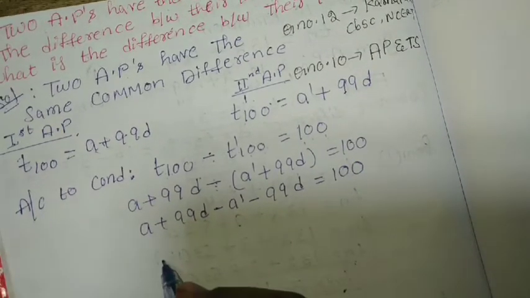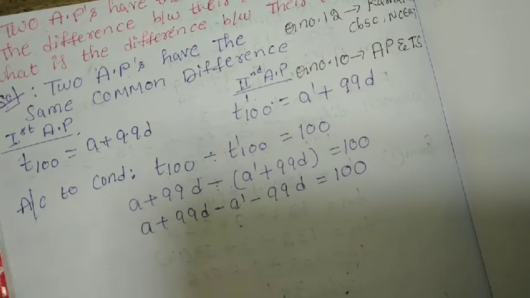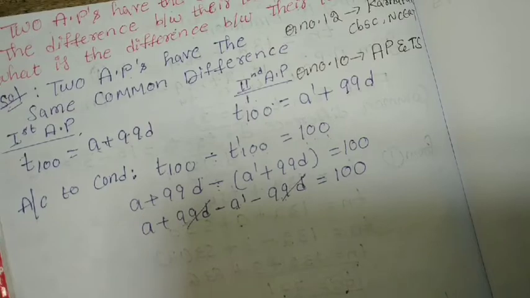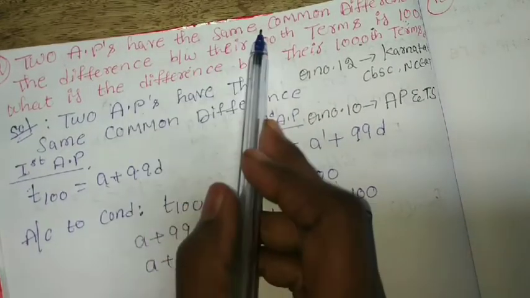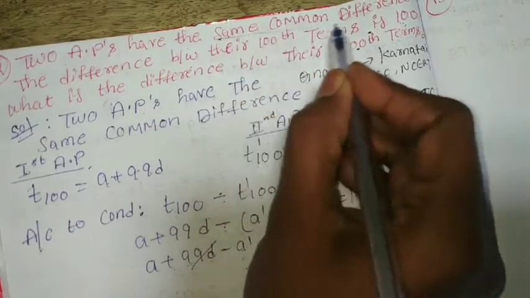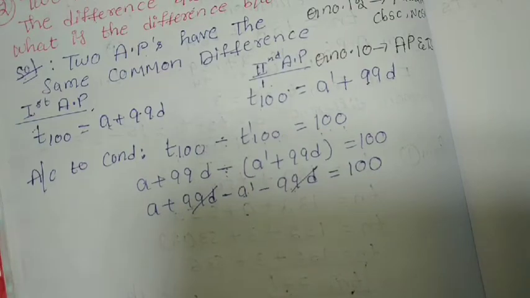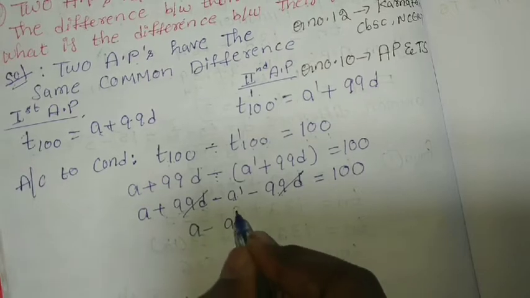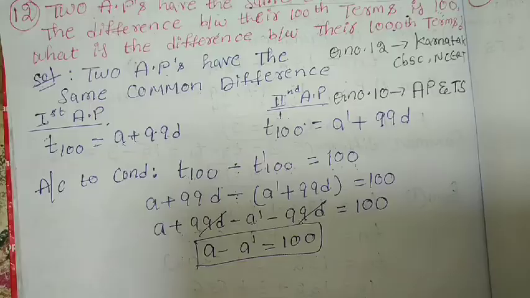Here, A and A dash we need not cancel, because those are two different arithmetic progressions and are not equal. But 99D and minus 99D will get cancelled, because already in the question the common difference is the same. If you subtract the two arithmetic progressions, the common difference will be cancelled. What is remaining here? A minus A dash is equal to 100. Keep it in this box.